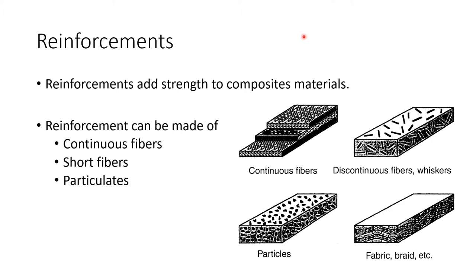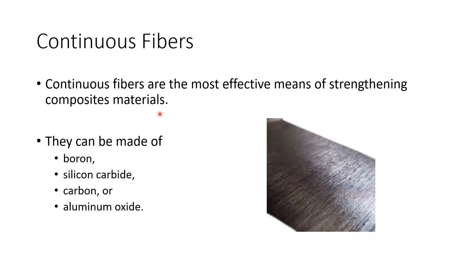Reinforcement, your second part of your composite. Reinforcements usually add strength to the composite materials. Reinforcement, again, the same thing, a review. We can use continuous fiber reinforcement, short fiber reinforcement, and particulate reinforcement, okay? Short fibers are your whiskers. We have already learned that in ceramic composites. All right, so getting to continuous fibers. They are the most effective means of strengthening the composite materials, and they can be made from boron, silicon carbide, carbon, or aluminum oxide. Again, what are we doing? Strength, okay? We're going to increase the strength.